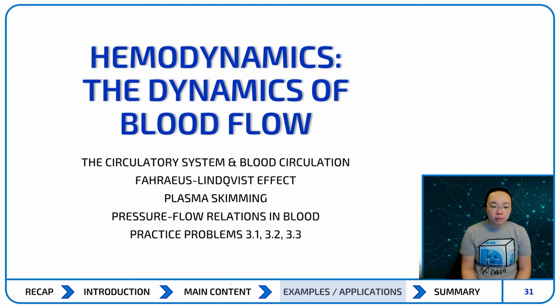So in real life, blood is not perfectly flowing in a tube that's a perfect cylinder. There are many factors that we have to consider. One of them is the Fahraeus-Lindqvist effect. The other is plasma skimming. And then we have to take a look at some pressure flow relations in blood. I also have 3 practice problems that you can go through as well.